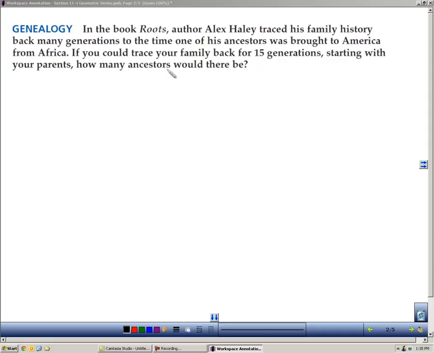We have to find out what the first term is, what a sub 1 is. We have to find out what the common ratio is. And then we also need to know what term we're looking for. Well, we're going to go back 15 generations, so we know n is going to be 15.